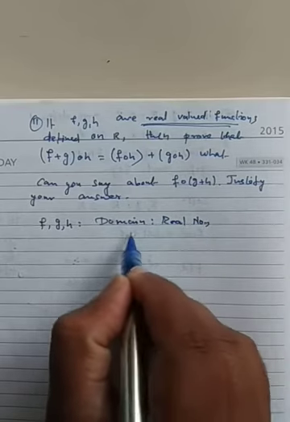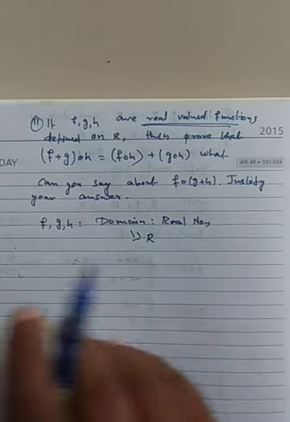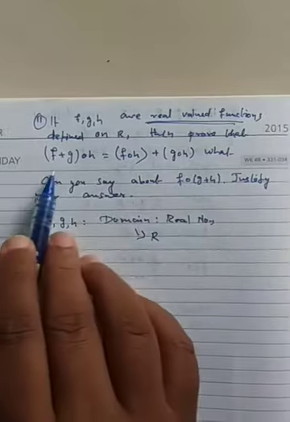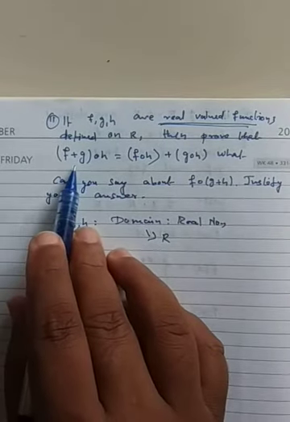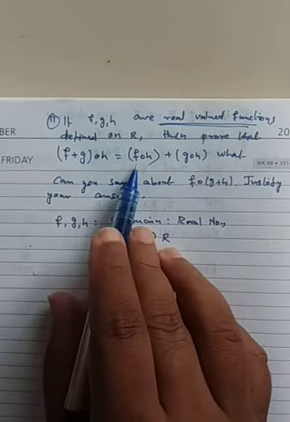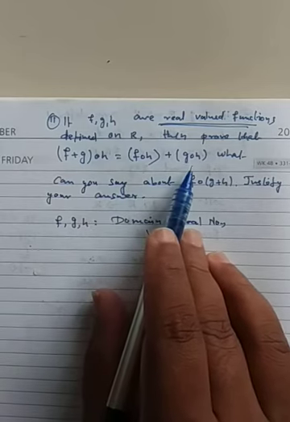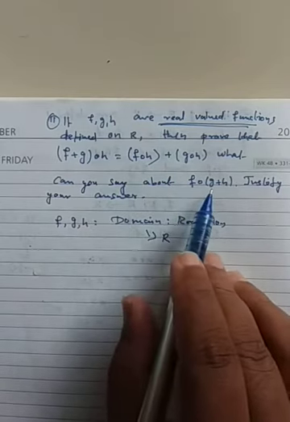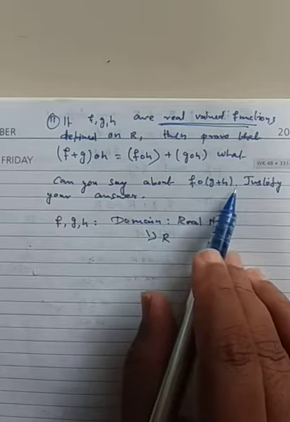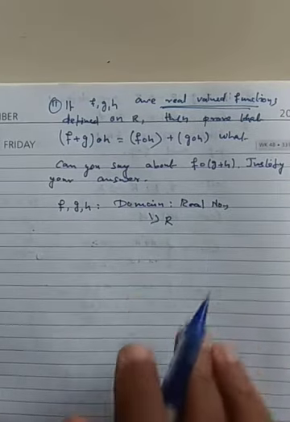Real number means its domain is what here? R. Then prove that (f + g) circle h equals f circle h plus g circle h. What can you say about f circle (g + h)? Justify your answer, they are saying.